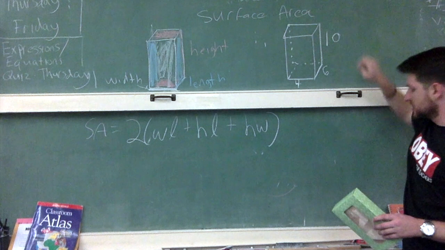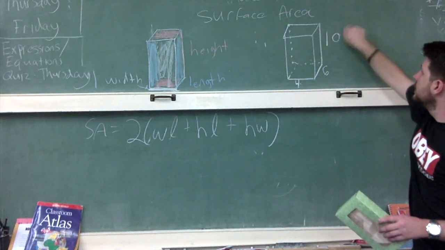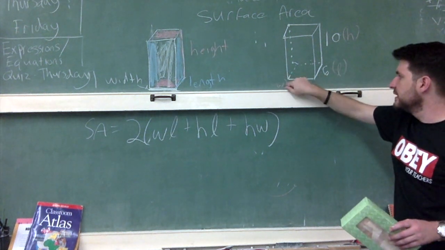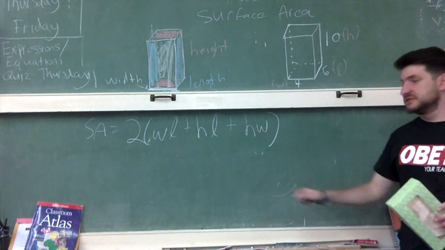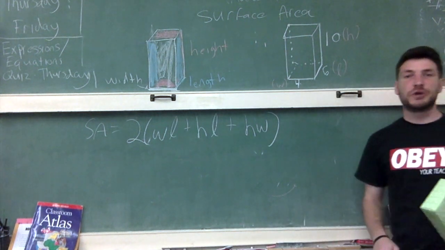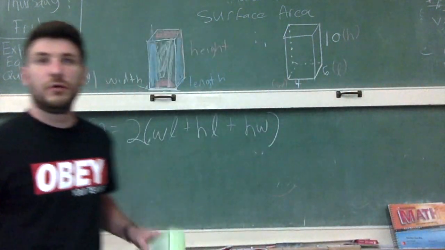So 10 is our height. I'm going to label these guys. 6 is our length, and 4 is our width. Now we just have to plug it into our formula. So let's do that right now. You have your formula written. Let's go right underneath your formula and start plugging it in. Watch up here.